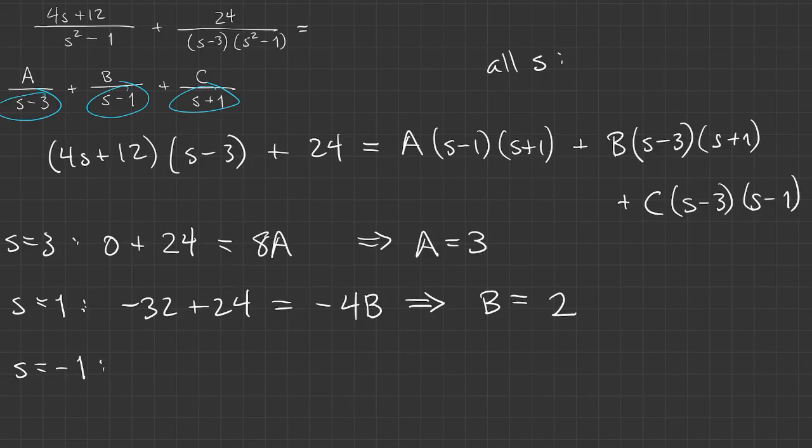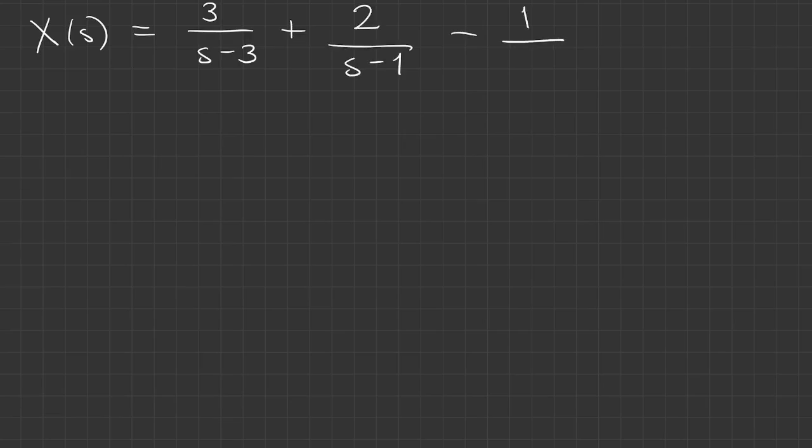And then finally, I put in s equals negative 1. The left side works out to be negative 8 again, and on the right, only the C term survives. So we found C. So now we can rewrite the partial fraction decomposition with all the values known. And this is easy to invert.